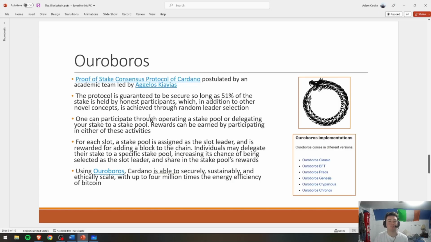So Ouroboros is a proof of stake consensus protocol for Cardano. We referenced it two slides ago, and it was written by Aggelos Kiayias, a professor at the University of Edinburgh, and some other IOHK members. The white paper is linked if you want to go check it out. It's pretty robust, so I'm not going to go over it in too much depth in this video.